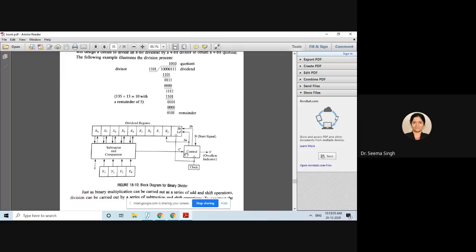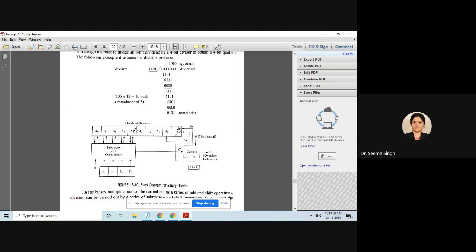Now C is equal to 1. C equal to 1 means what? Subtraction will happen, and after subtraction, shifting will happen. Next you get this 0, 1, 0, 1, where? Here. And again when comparison sees that your divisor is higher, then again C becomes 0 and your subtraction becomes 0, means subtraction will not happen, only shifting happens.